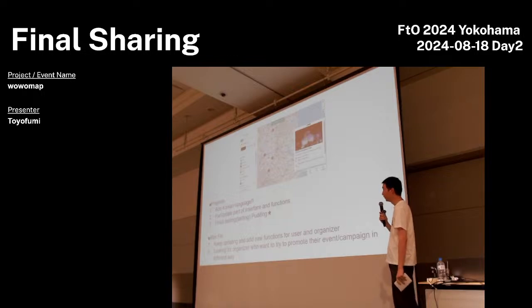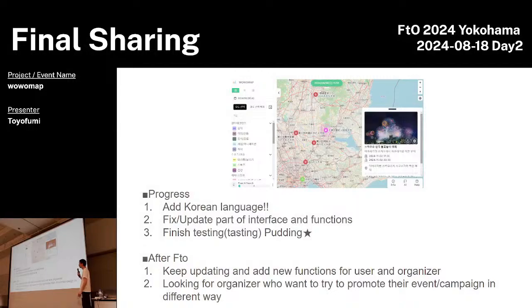It's a very big move, and every Korean can use their language to use Yokohama from today. And next, we fixed and updated part of the interface and also the functions, so some parts will be easier to use. And then the third is the most important point. We finished testing pudding today. What we know is the best is burnt sugar pudding, and it sells in 7-Eleven, so everyone can buy it.